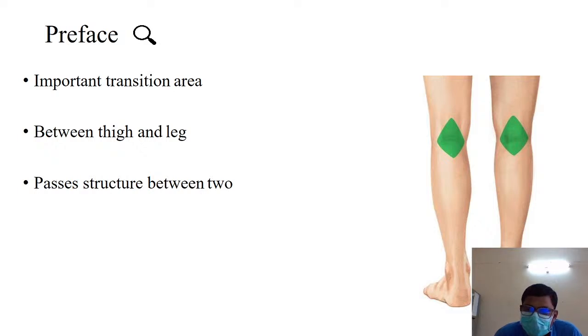This is important because a few important structures pass through this popliteal fossa. And this popliteal fossa is very important in order to avoid injuries, ruptures or any strains over the vessels or the structures which are passing through this region.